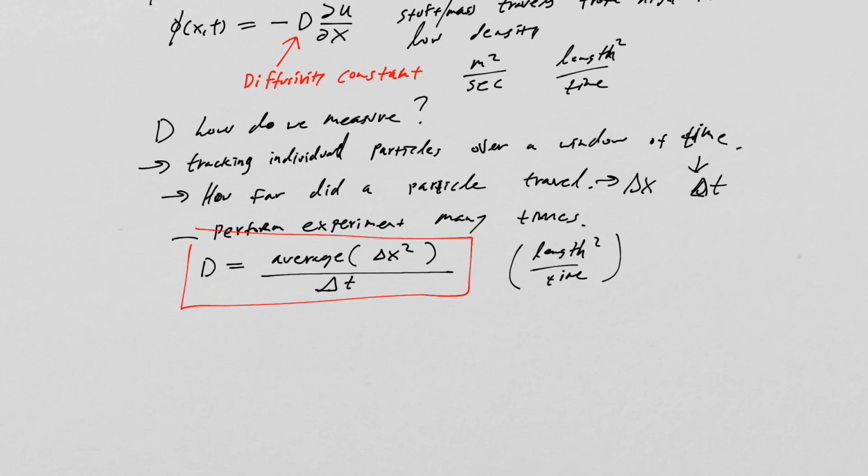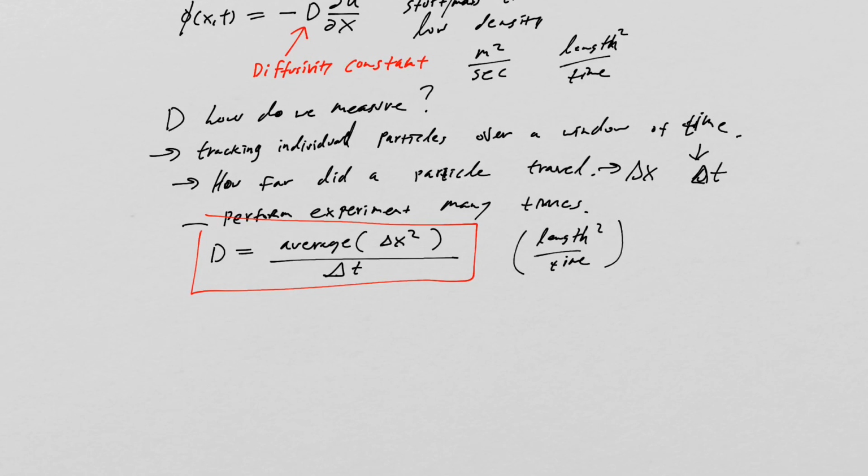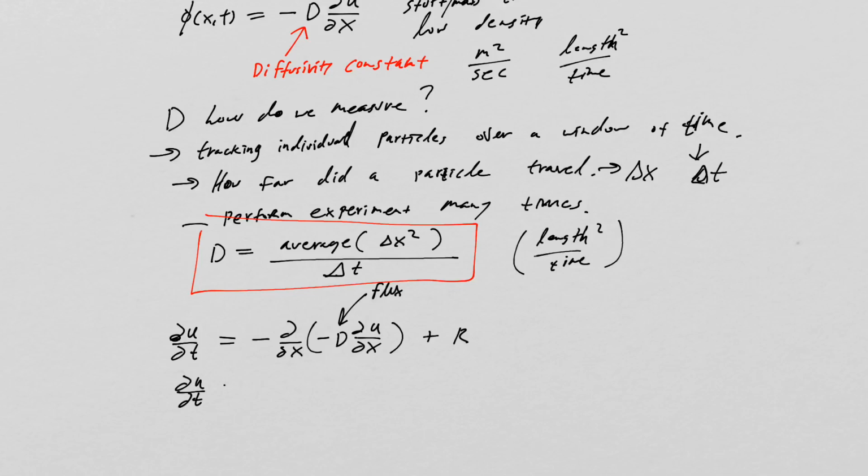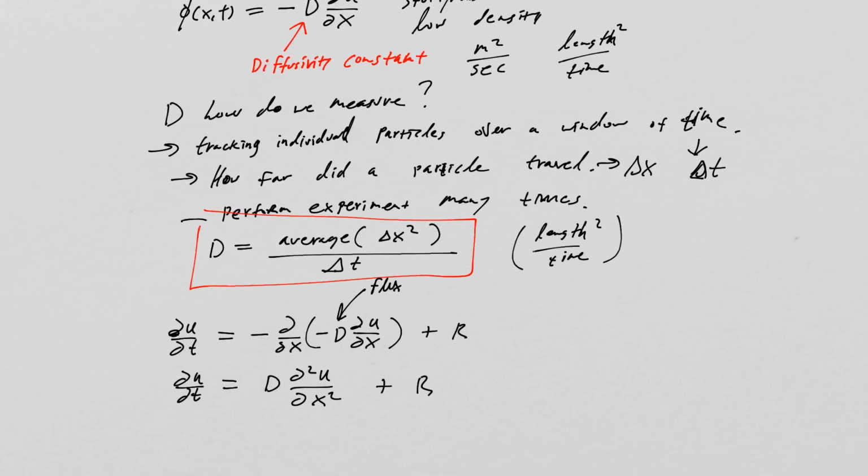Okay, so what I want to talk about now is let's actually define the diffusion equation. All we have to do is plug in the partial derivative with respect to time minus the partial derivative with respect to space of the flux, which in this case is negative D partial derivative of u with respect to x, plus r. And what we get is partial derivative of u with respect to time is equal to D, the second partial derivative of u with respect to space, plus r. So this right here is the diffusion equation.